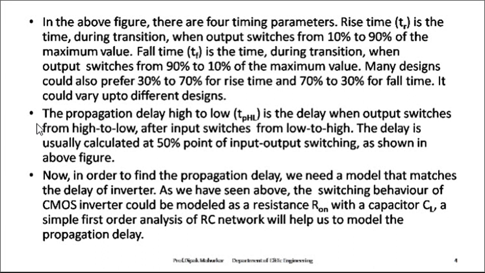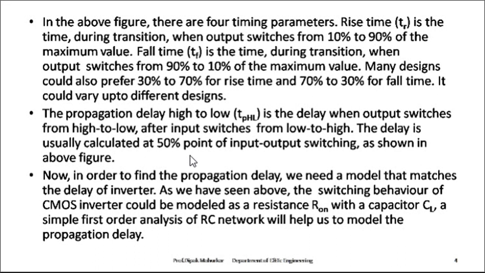See the propagation delay high to low: it is the delay when the output switches from high to low after the input switches from low to high. Because the inverter is the exact opposite, input waveform and output waveform are opposite. If the input is 1, then the output is low, 0. If the input is 0, then the output is 1. So the delay is usually calculated at the 50% point of input and output switching, as shown in the above figure.